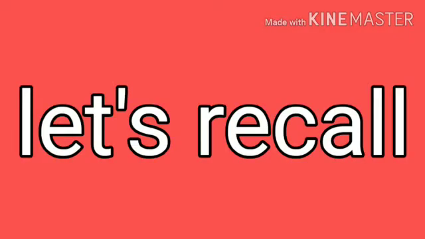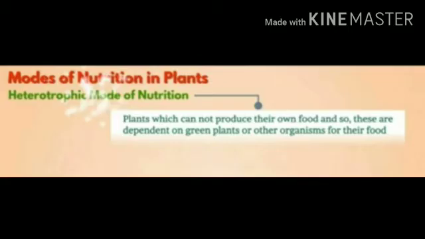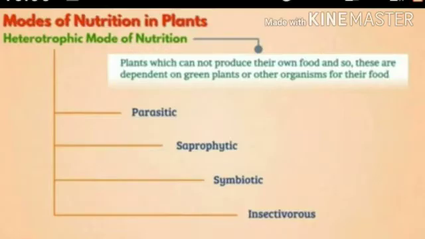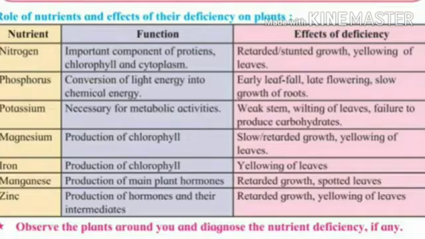Before we start today's topic, let us first revise what we have studied in the previous lecture. In the previous lecture, we studied modes of nutrition in plants, for example, parasitic, saprophytic, symbiotic, and insectivorous plants. Now we will see the role of nutrients and the effects of their deficiency in plants.